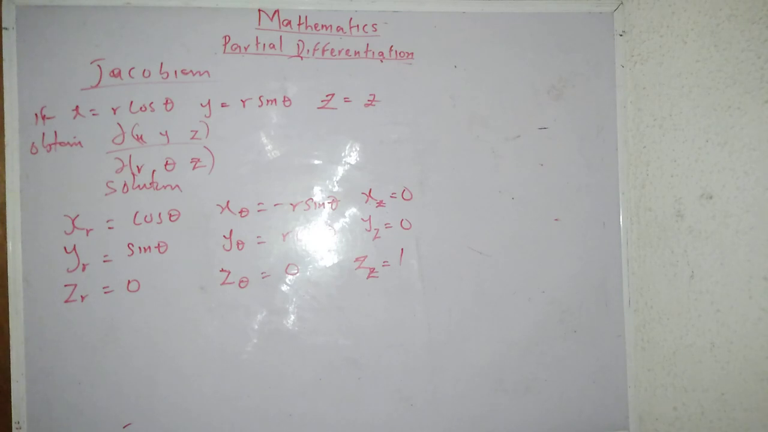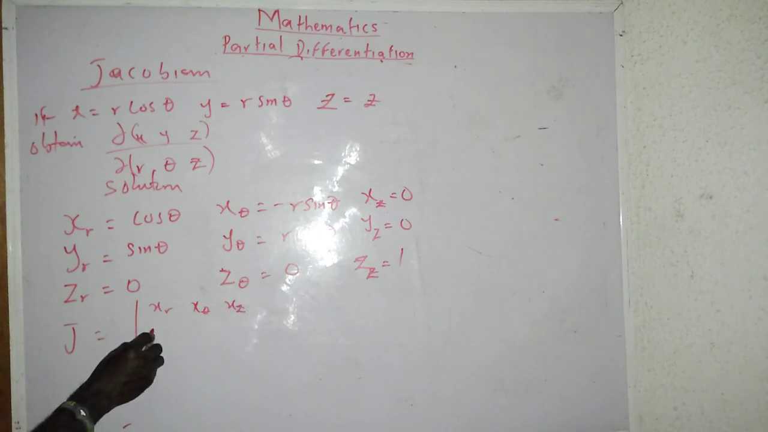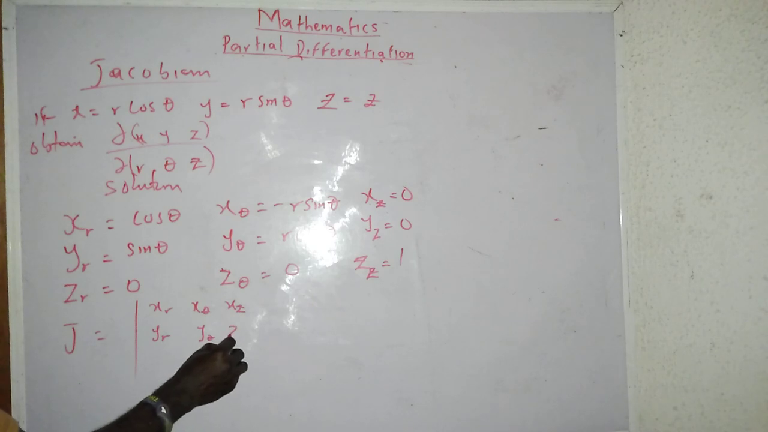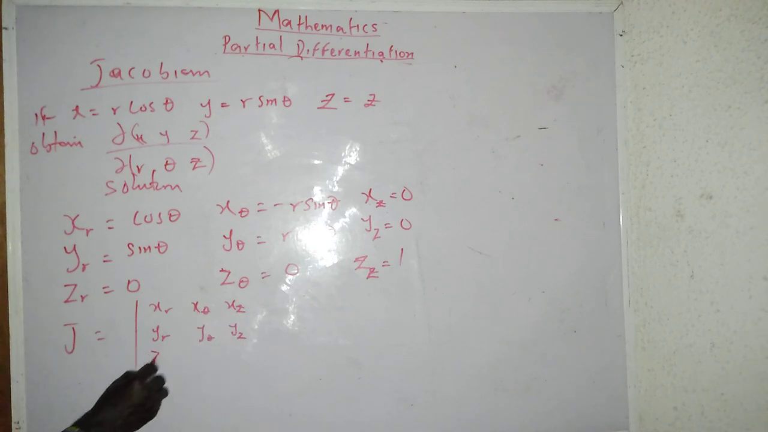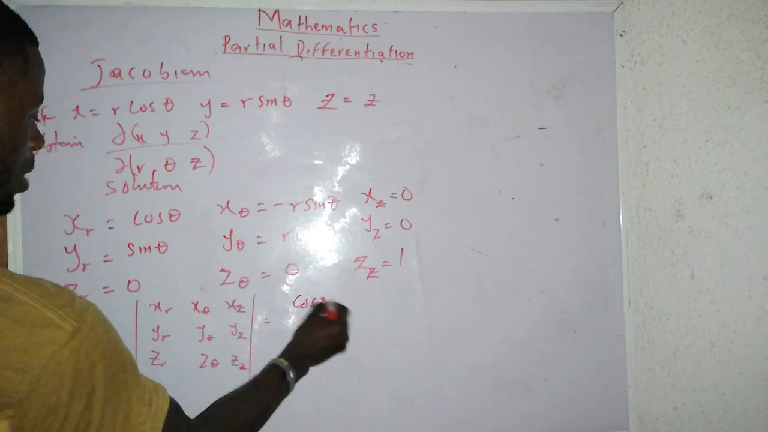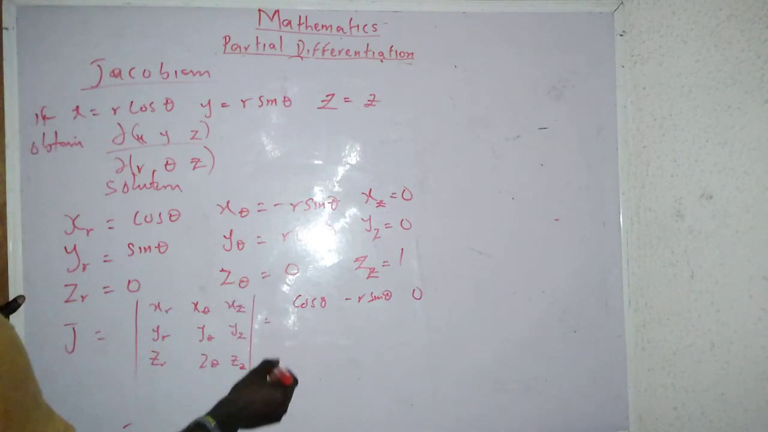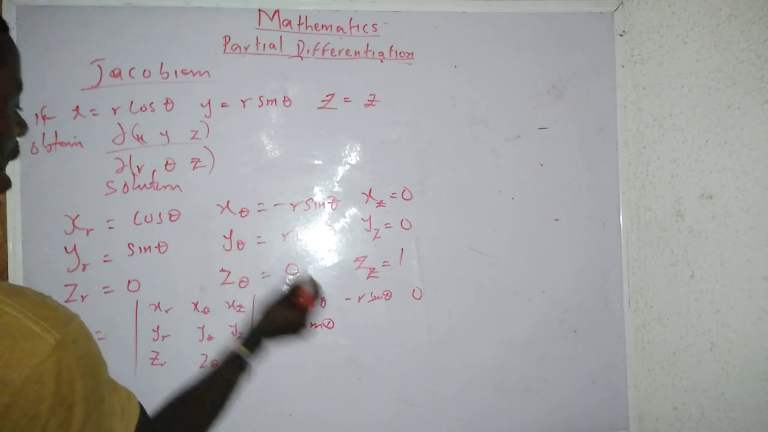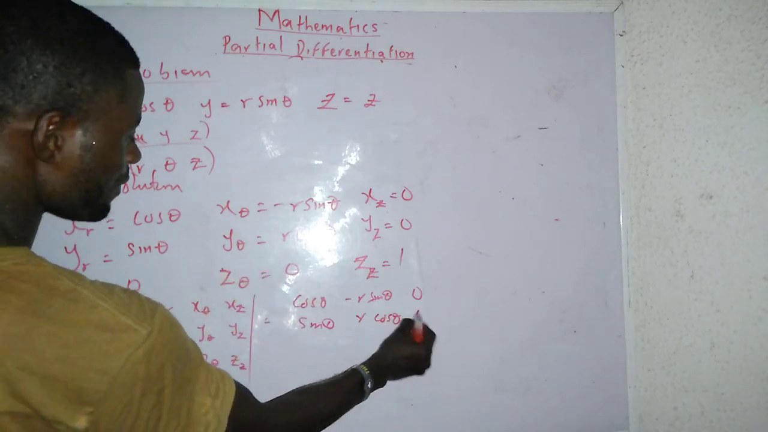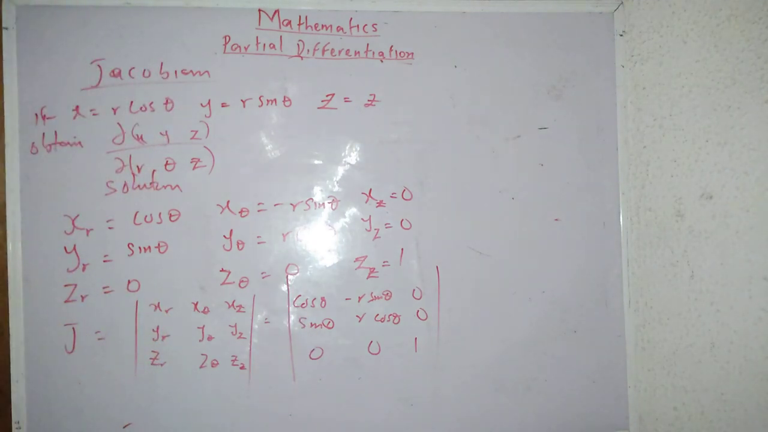Now, I can set up my Jacobian matrix: x of r, x of theta, x of z; y of r, y of theta, y of z; and z of r, z of theta, and z of z. I can now present them as: cos theta, minus r sine theta, and zero; sine theta, r cos theta, and zero; and zero, zero, and one. I can now easily find my determinant.